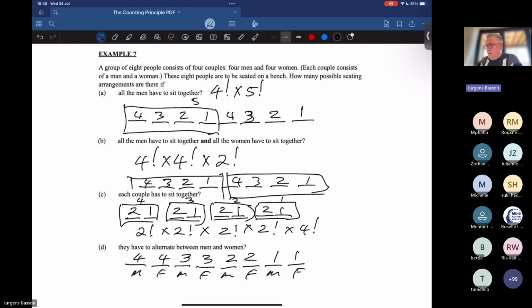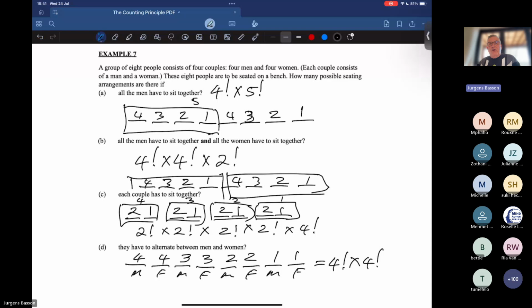All right. So when you look at these 4 couples, what basically this is about is that I have the 4 men and then I place the 4 women between them. So it's almost like this situation. And now what we can do is remove them, split them up. And can you see the groups? So now we can say the men is 4 factorial times the women is 4 factorial.